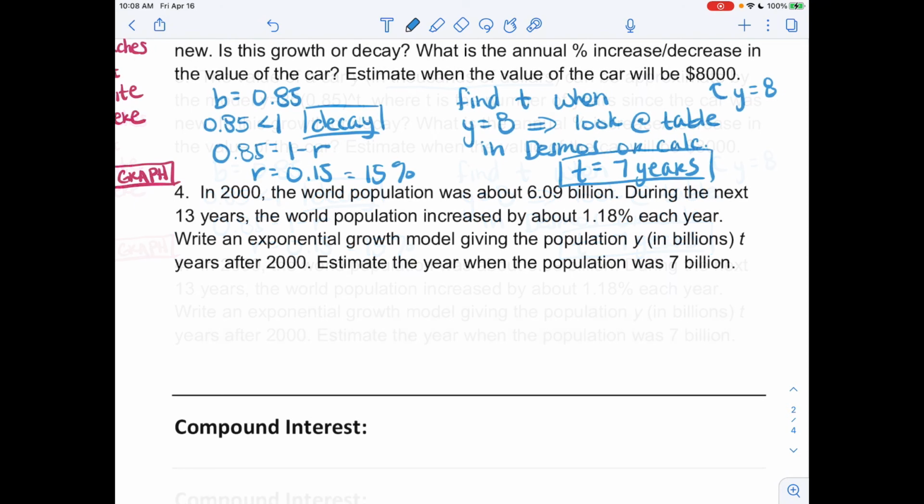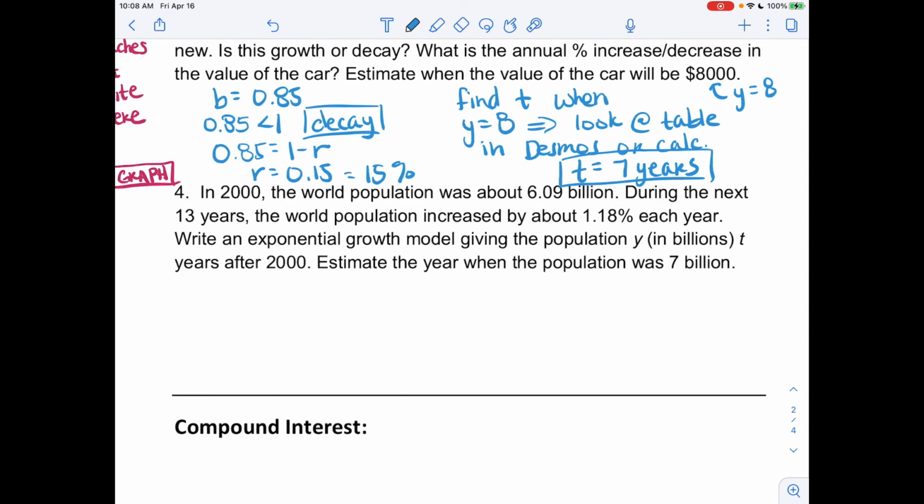So let's look at our next one. It says in 2000, the world population was about 6.09 billion. During the next 13 years, the world population increased by about 1.18% each year. Write an exponential growth model giving the population y in billions t years after 2000, and then estimate the year when the population was 7 billion. So let's take a look.